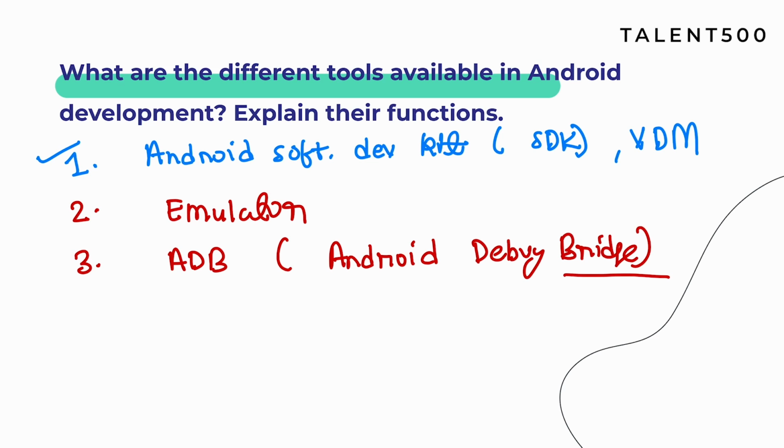And talking about number four, the fourth tool, is Android Asset Packaging Tool, AAPT. This AAPT builds the .apk, the distributable Android package file.